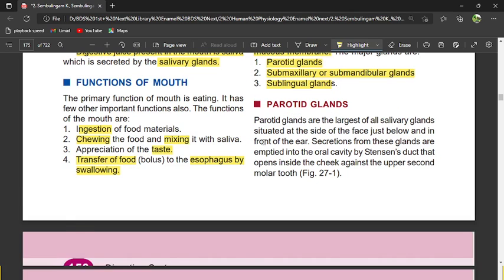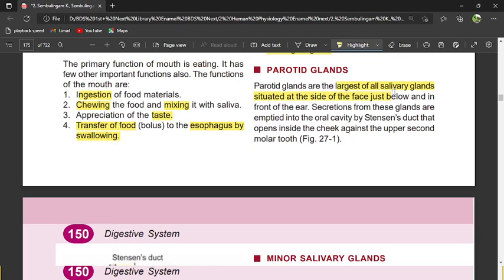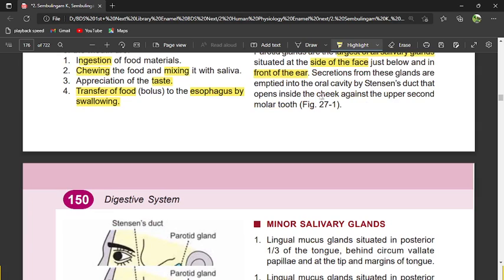So let us go to parotid gland. Parotid glands are the largest of all the salivary glands. They are situated on the side of the face, just below and in front of the ear. The secretion of these glands is emptied in the oral cavity by the Stenson's duct that opens inside the cheek against the molar tooth.